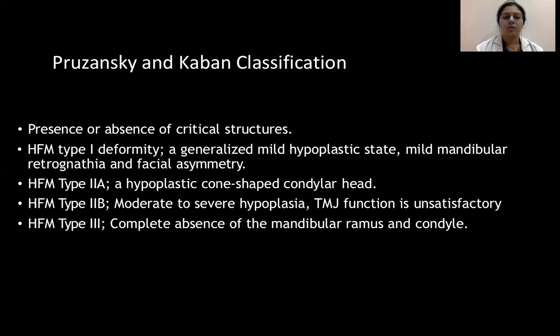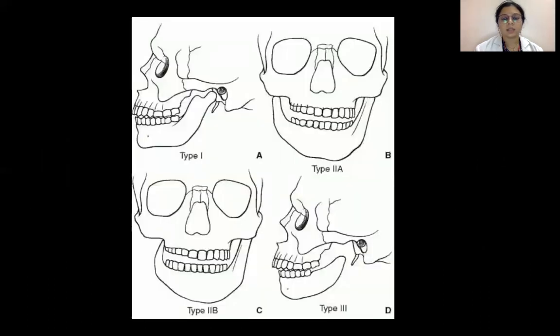HFM type 1 deformity: a generalized mild hypoplastic state, mild mandibular hypognathia and facial asymmetry. Type 2A: hypoplastic cone-shaped condylar head. Type 2B: moderate to severe hypoplasia. TMJ function is unsatisfactory. Type 3: complete absence of the mandibular ramus and condyle. This is a pictorial representation of types 1, 2A, 2B, 3.